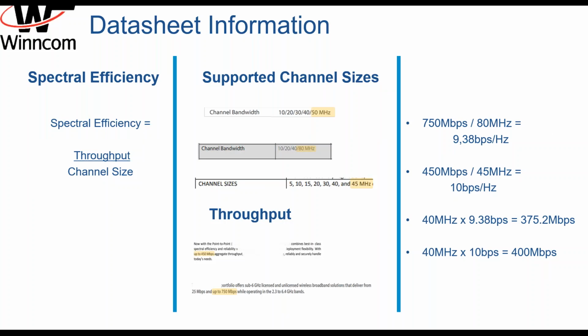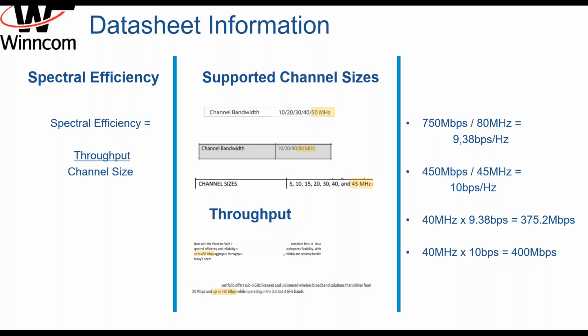Okay, I think this is the most definitive attribute of radio performance: the spectral efficiency. Spectral efficiency is calculated as throughput over channel size. Okay? So if you have, let's say, a 750 megabit throughput on an 80 megahertz channel, your spectral efficiency is like 9.4 bits per second per hertz. Okay, it means it can carry 9.4 bits per second in a hertz. And for 450 megabits, if your highest channel size is 45 megahertz, it means your spectral efficiency is 10 bits per second per hertz.